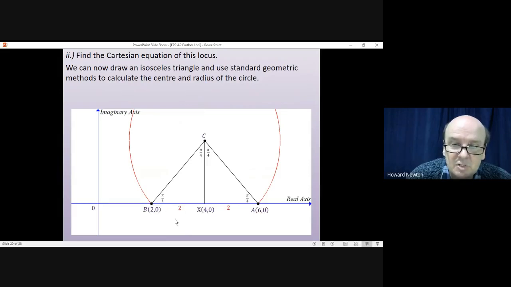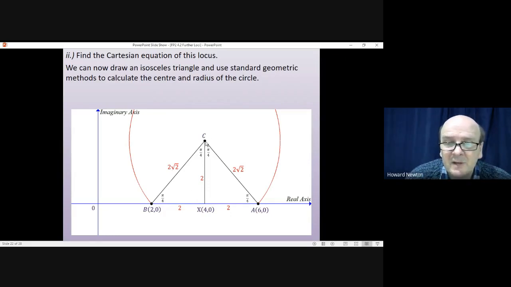So we know this is 2 because the distance from 2, 0 to 4, 0 is 2. That means that the vertical height must also be 2 because we have an isosceles triangle. That means we can find the radius of the circle. It'll be the square root of 8, which is 2 root 2.